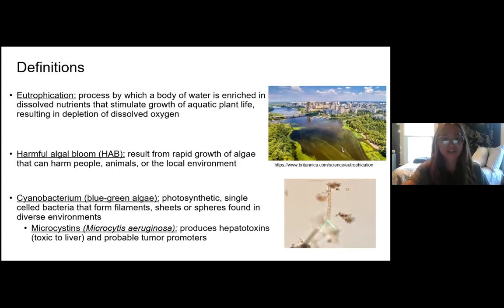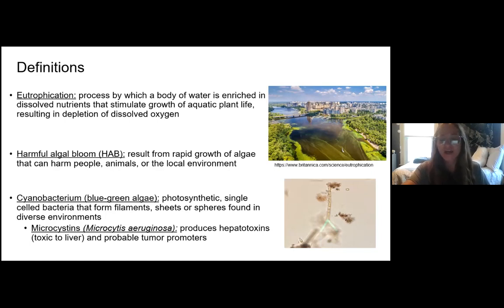This is the next definition, and this is a result from rapid growth of algae that can harm people, animals, or the local environment. So again, that's that green color that can be due to the algal abundance. And further, there is also cyanobacterium. This is commonly known as blue-green algae. And this is a photosynthetic single-celled bacteria that forms filaments, sheets, or spheres, and can be found in diverse environments.